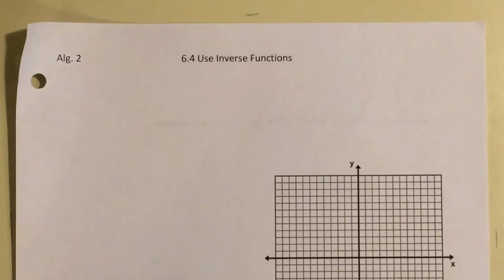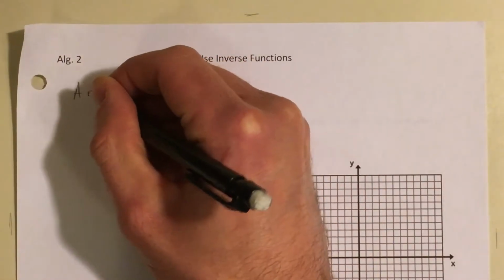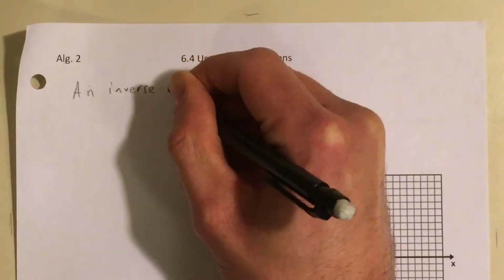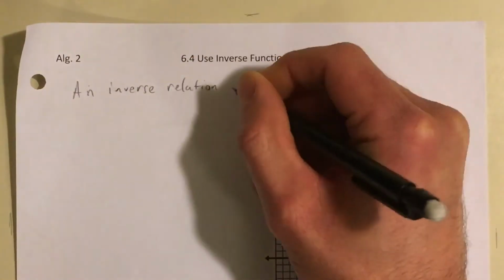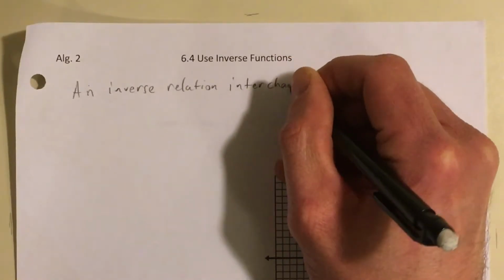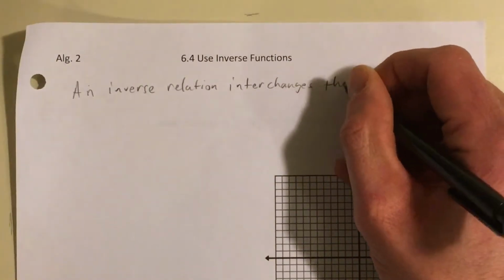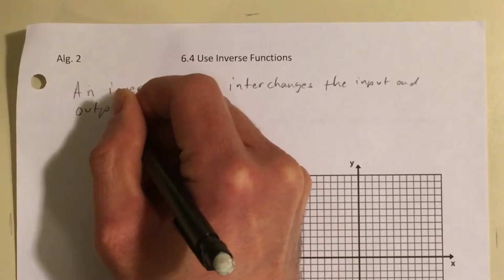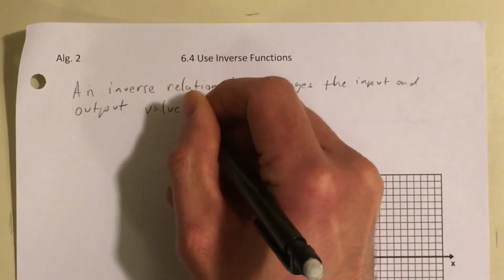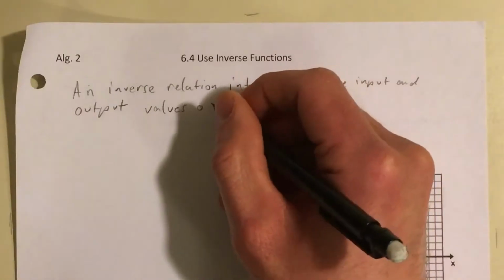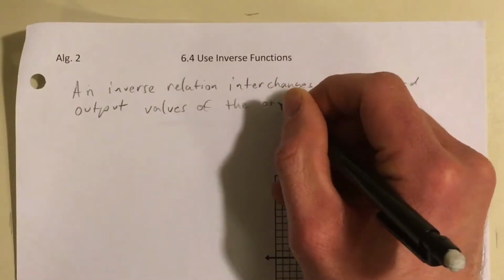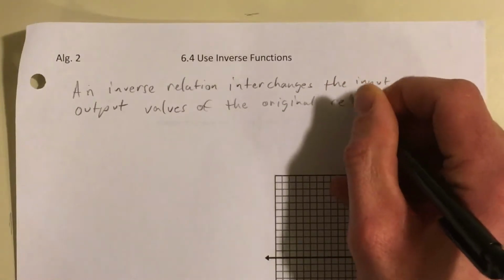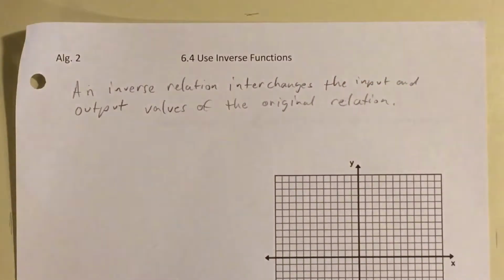6.4, use inverse functions. An inverse relation interchanges the input and output values of the original relation.